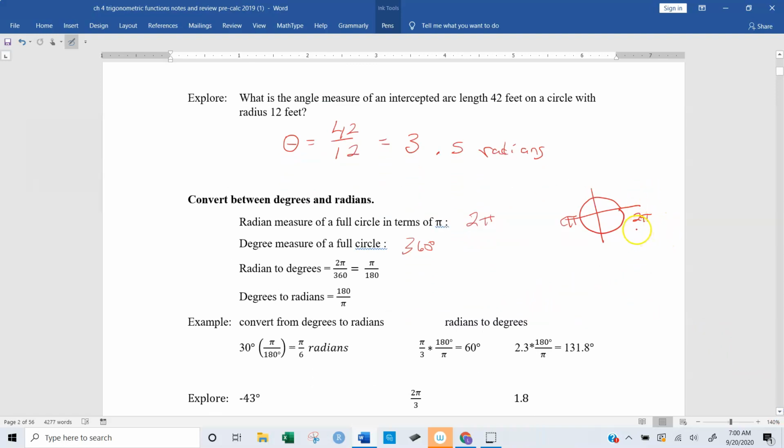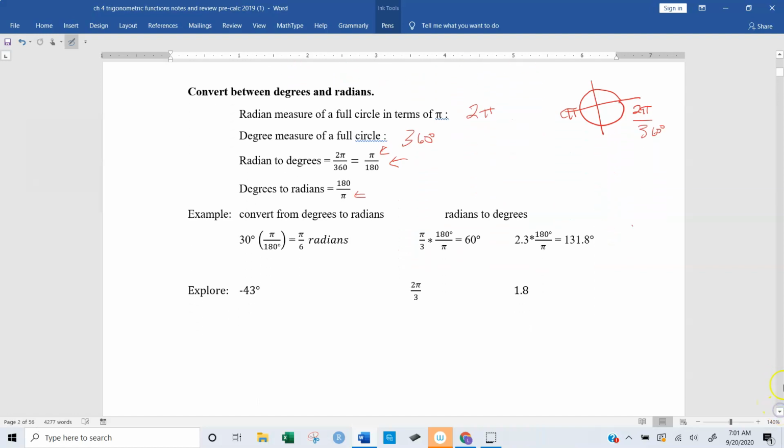So I know 2 pi is the same as 360. 2 pi is in radians, 360 is degrees. Of course, we can reduce that, and we get pi over 180. So if I'm going from radian to degree, the radian is in the numerator. If I'm going from degree to radian, then the radian is in the denominator, which makes sense if you need to get rid of the pi or not.